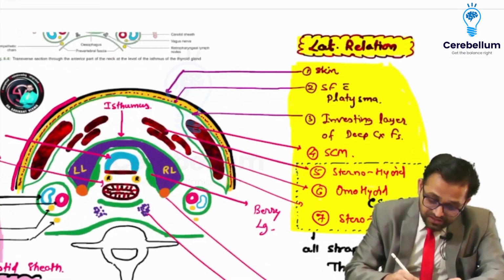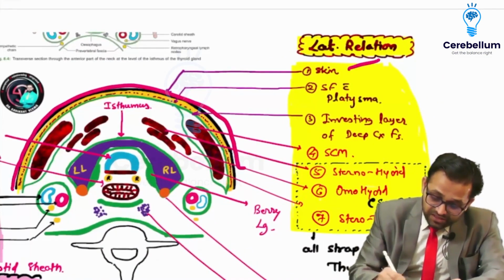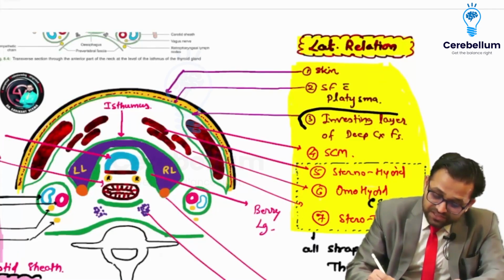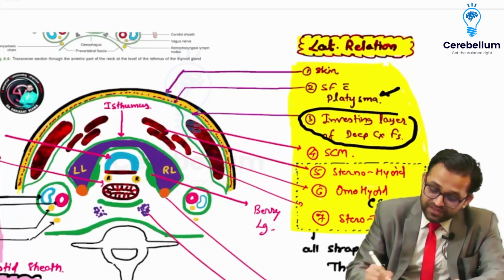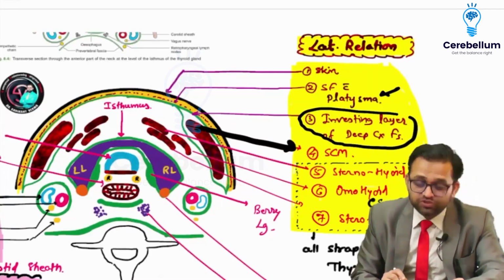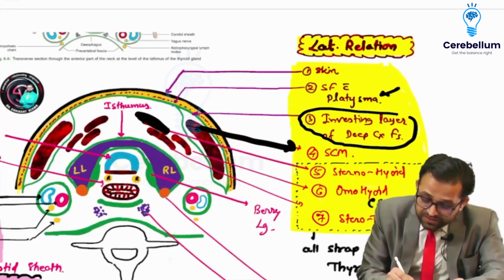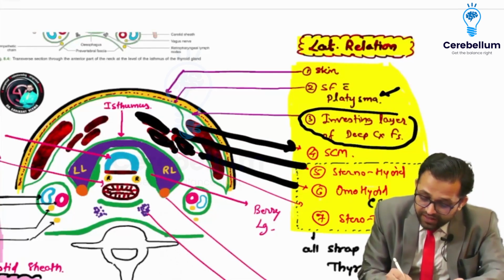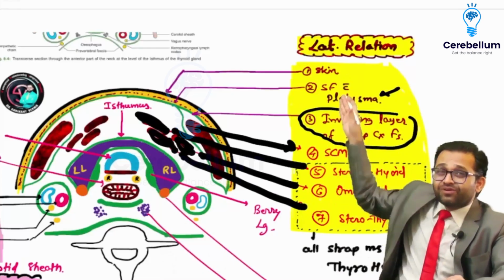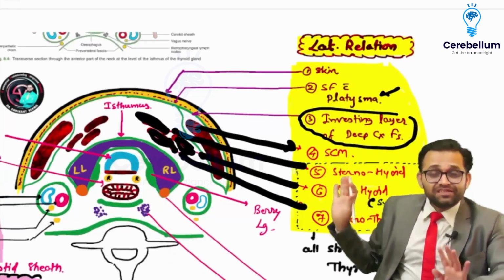Can you see here? Again, skin, then superficial fascia with the platysma. And then there is the deep fascia of the neck, that is the investing layer of the deep cervical fascia. And then there is the layer of the sternocleidomastoid. Then there is sternohyoid, omohyoid, and the sternothyroid muscle. So these all are the lateral relations I had written here.